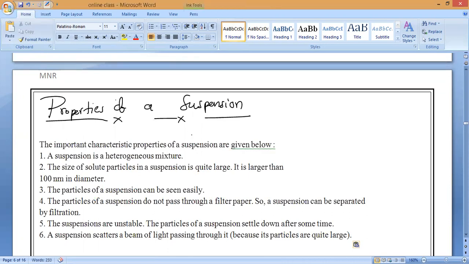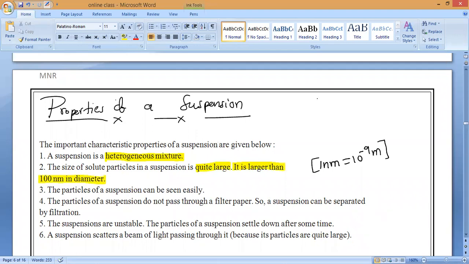So the first property: a suspension is a heterogeneous mixture. All of you write it. Next, the size of the particles in a suspension is quite large, and it is larger than 100 nanometer in diameter. Now I want to know, 1 nanometer equals how many meters? Yesterday also I taught you. 1 nanometer is equal to 10 power minus 9 meters.